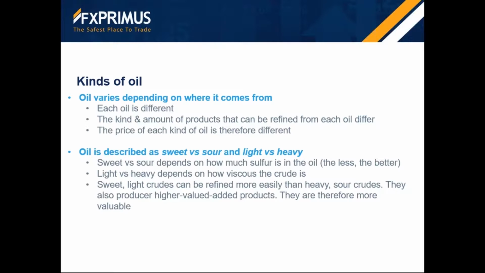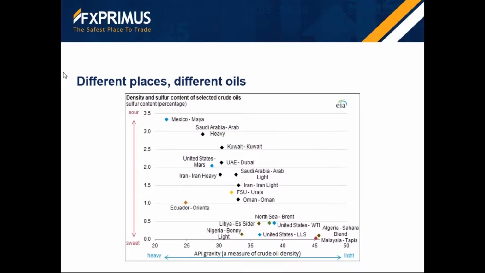Now you can see on this graph how the various kinds of crudes rank in terms of heavy versus light on the x-axis and sweet and sour on the y-axis.